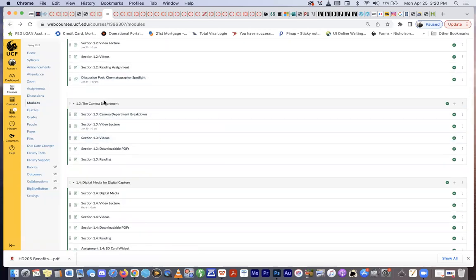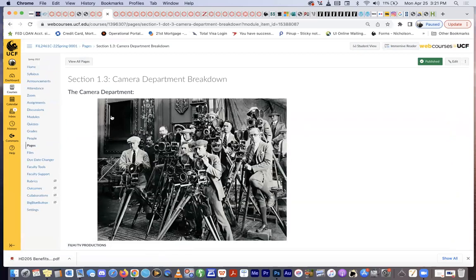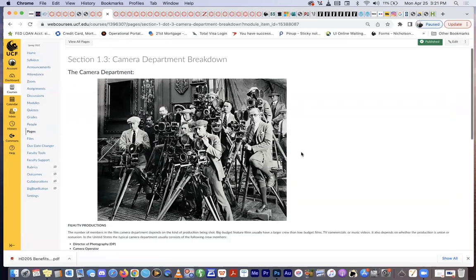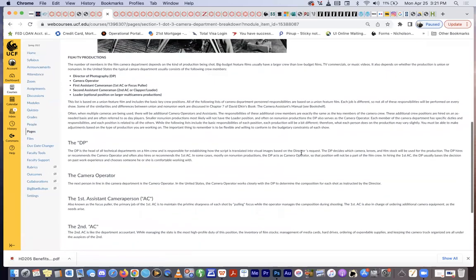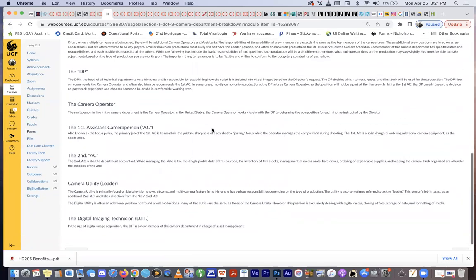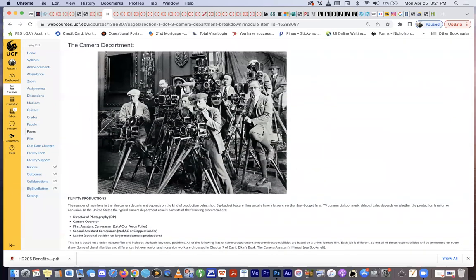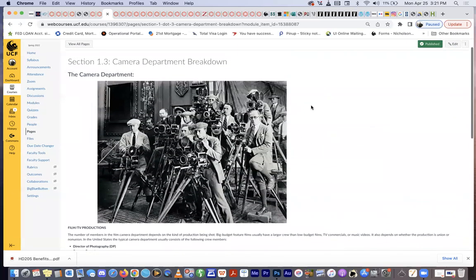In section 1.3, I started breaking down the components of the camera department in terms of individuals, their job descriptions, the individual concerns of each of these people on the camera team. And so we talked about the DP being the overall head of the department. And I think you could think of the cinematographer or the director of photography as sort of the liaison between the director and the producers and their overarching goals.